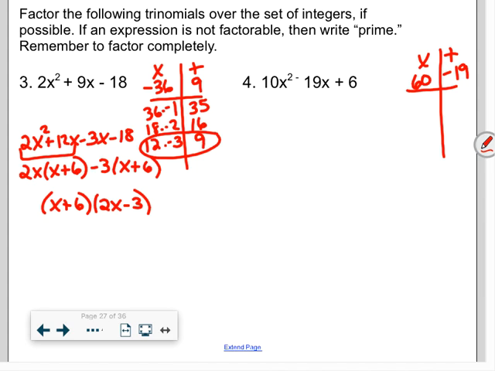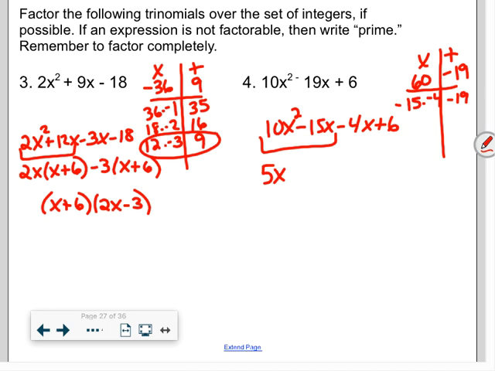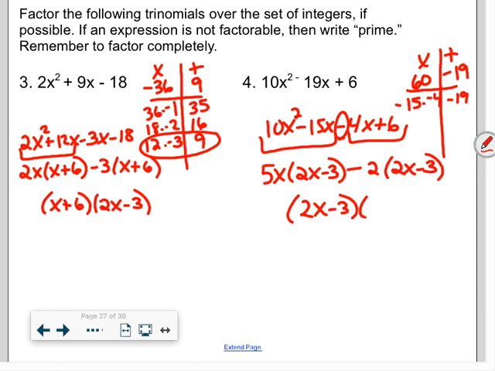All right, I'm looking for two numbers that multiply to positive 60 but add to negative 19. I got this one right away. So this was 10x squared minus 15x minus 4x plus 6. So that's 5x. That's 2x minus 3. Always write down the middle operation sign. When the middle operation sign is a minus, that flips this one. So it's 2x minus 3 times 5x minus 2.